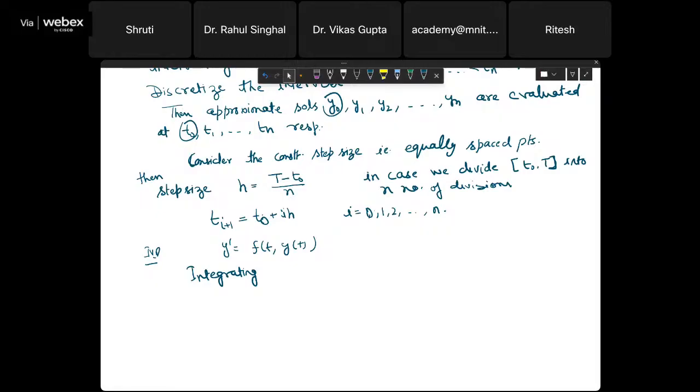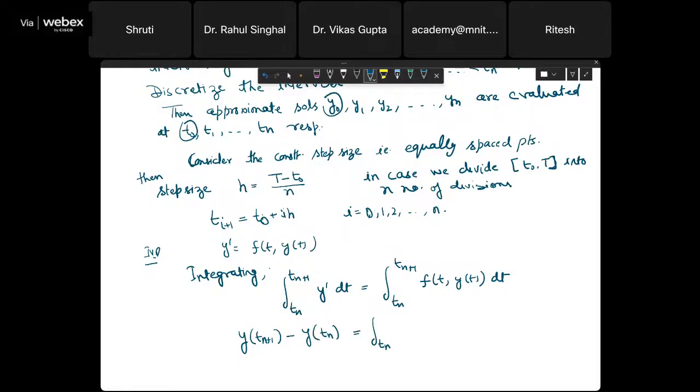Okay. So this is my equation in the considered initial value problem. I'm going to integrate it with respect to t from T_n to T_{n+1}. So with this, what I have is the following. The right hand side will be the integral from T_n to T_{n+1} of f of t, y of t, dt. Okay. So the left hand side we can easily integrate and then write the value of it. So it will become y of T_{n+1} minus y of T_n, that is equal to the same integral.